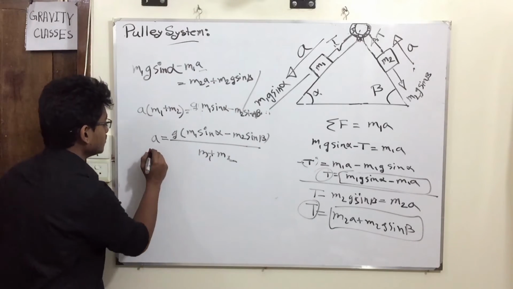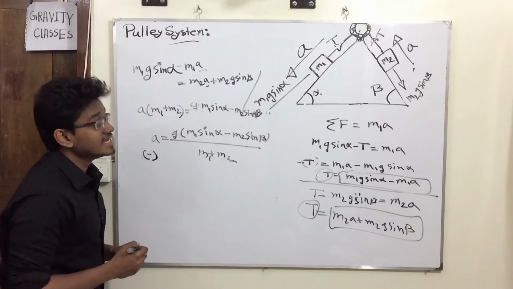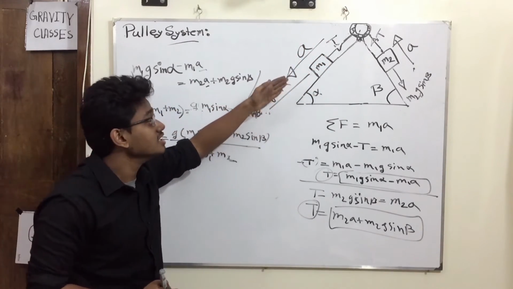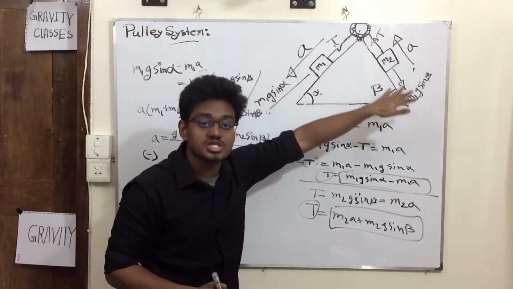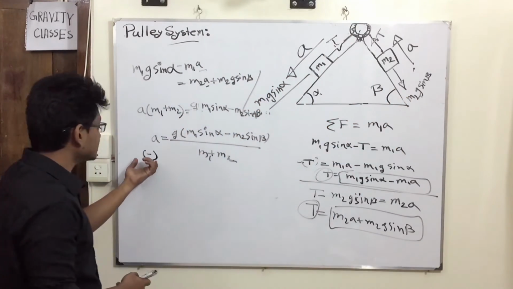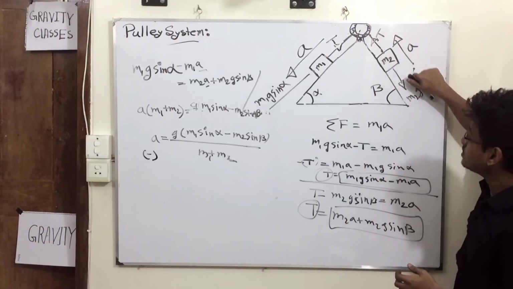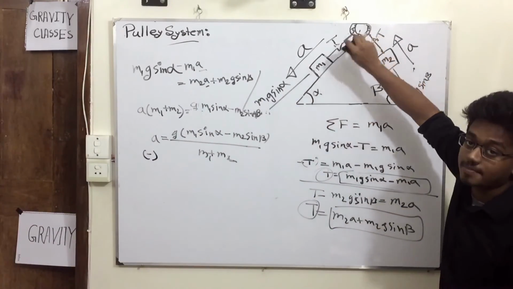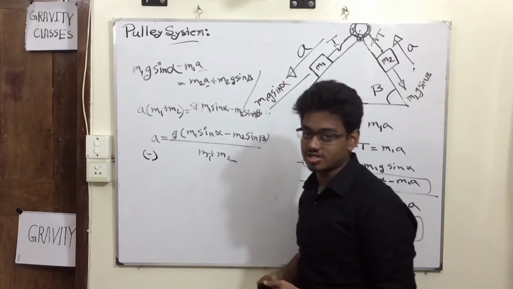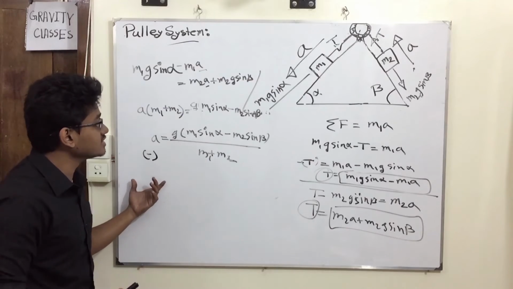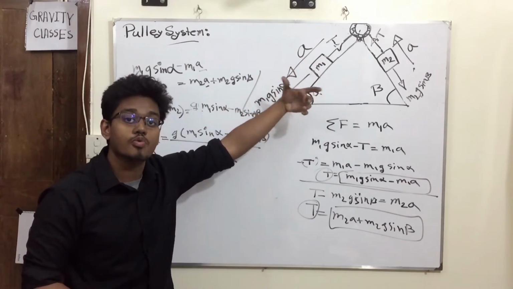Okay, now what if you get a negative value of A? It means that the object won't be accelerating in this direction, rather it would accelerate in the exactly opposite direction. So in that case, if you get a negative value of A, that would mean that the M2 object would be going down and the M1 object would be going up. It's not a big deal, it's just the direction. This minus just represents direction. If you get a positive value, then the direction you assumed was right.